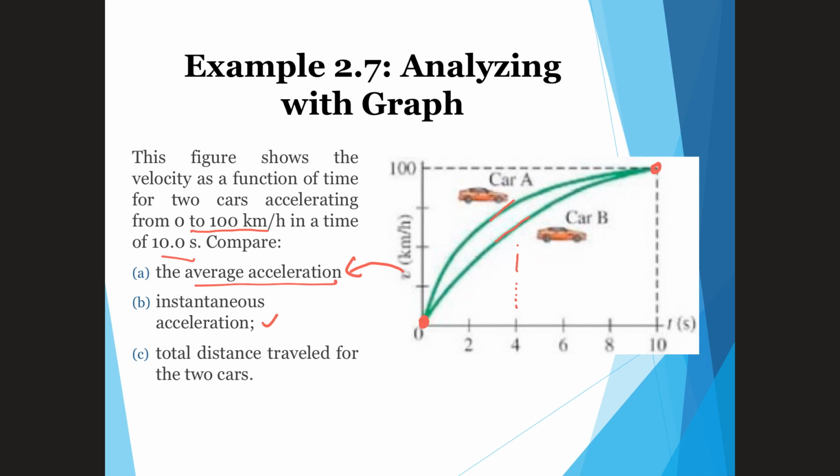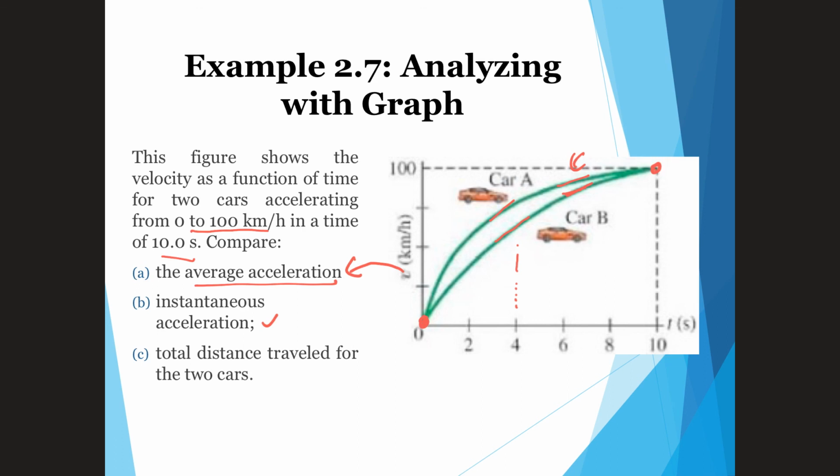But what about at 6 seconds? Which one is steeper? I think car B is steeper than car A, so car B has larger acceleration in comparison with car A. Please take note that the slope at a particular time represents instantaneous acceleration.